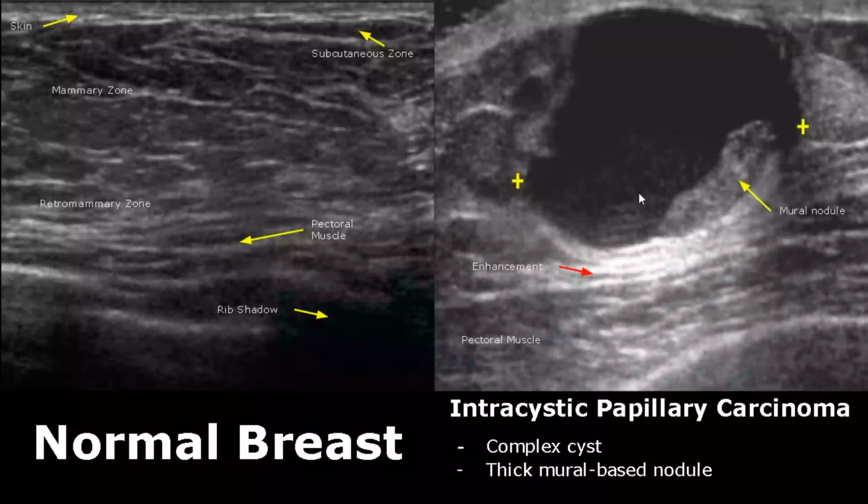Intracystic papillary carcinoma consists of a complex cyst with a thick mural-based nodule. This nodule will be attached to the wall. It will not move around.